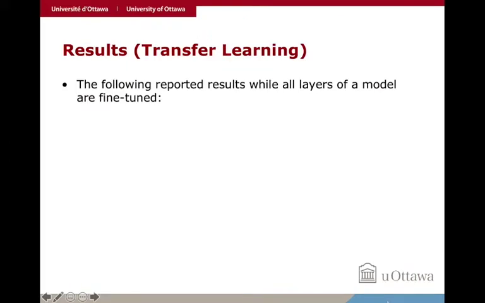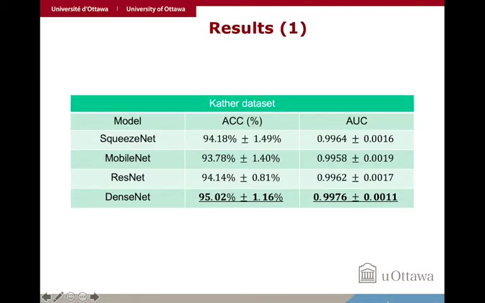Now, we report results while retraining all layers of a CNN model as a classifier using the multi-class Cather's dataset. We noticed that the smaller models can achieve better results with fine-tuning, but DenseNet reported a slightly lower accuracy.